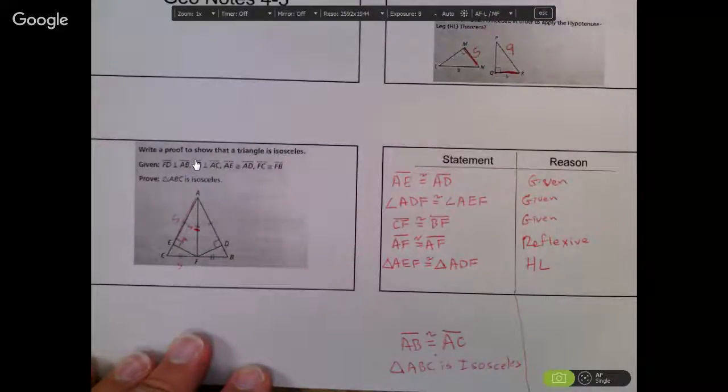Now we have to prove that CFE and DFB are congruent, and then we can add those two together and say that the other ones are congruent.